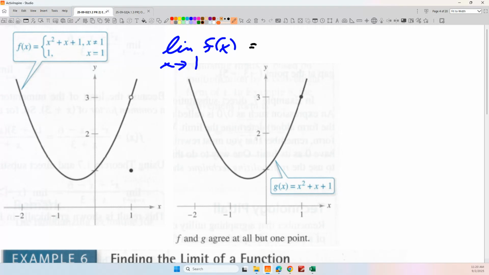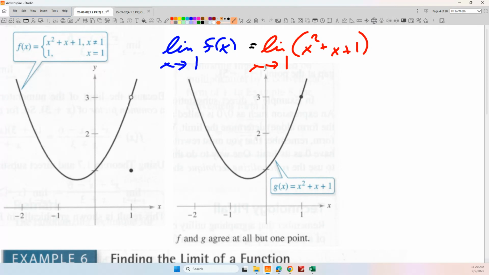Yeah, that first quadratic. It's just going to be that first quadratic, right? So that's equal to the limit of x squared plus x plus 1 as x approaches 1, because they share the same limit, right? Here's the red function. Don't they share the same limit?